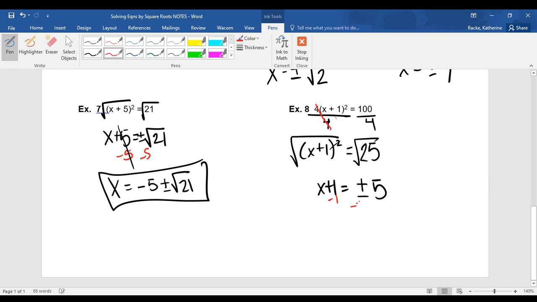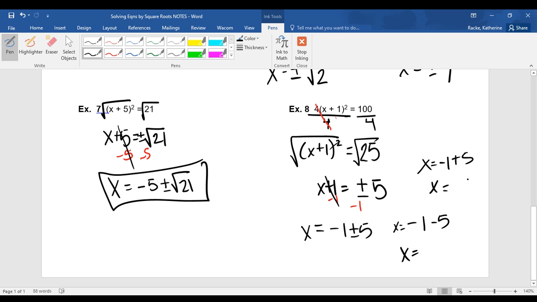Here's where you're going to have to make two equations, okay? So I'm going to have this cancel out. I get x equals negative 1 plus or minus 5. So now I need to actually separate it. So it is x equals negative 1 minus 5. X also equals negative 1 plus 5, because I can solve both of these for x.